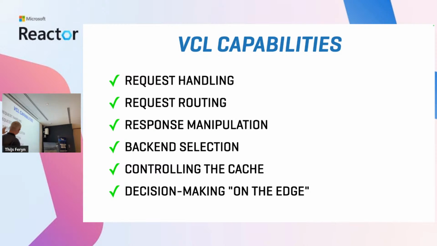But it's built for request handling and routing, response manipulation, selecting which backend you're connecting to, controlling every aspect of the cache, where to cache it, how long, how to revalidate, all those aspects. And also, that's why edge is relevant, also decision-making on the edge. You have a language which you can intercept everything from request to response and manipulate it and tailor it to your exact needs. I fell in love with Varnish because of VCL.